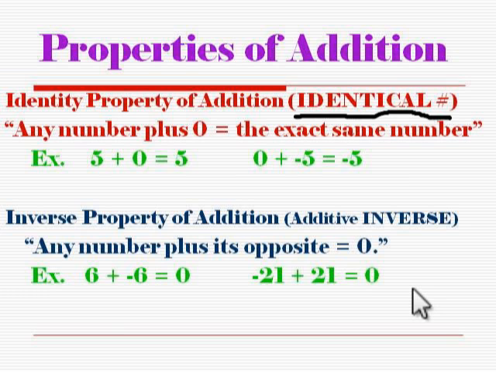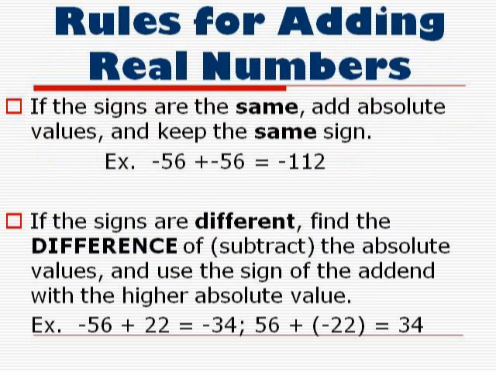The inverse property says that anytime you add a number to its opposite, or its additive inverse, you're undoing it and therefore you get 0. Those are the two properties of addition that are helpful, because then you don't have to actually think about how to add those numbers. You just know automatically. Okay, so there are two rules for adding real numbers.